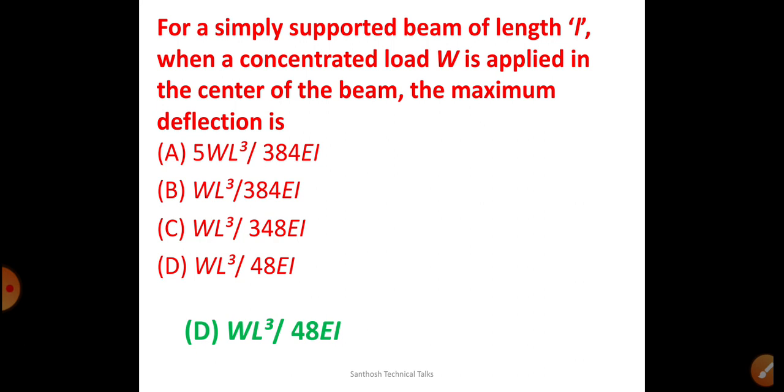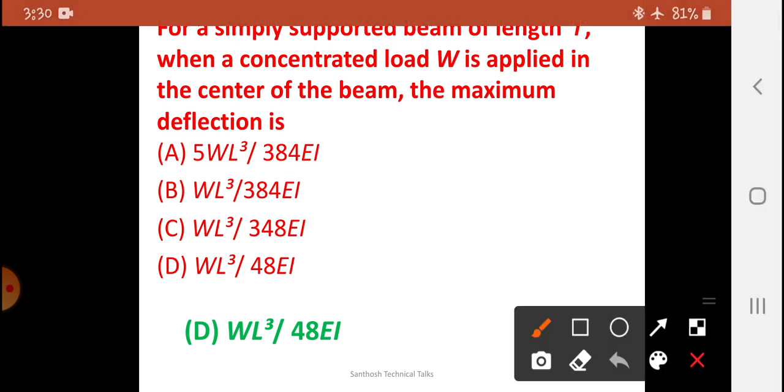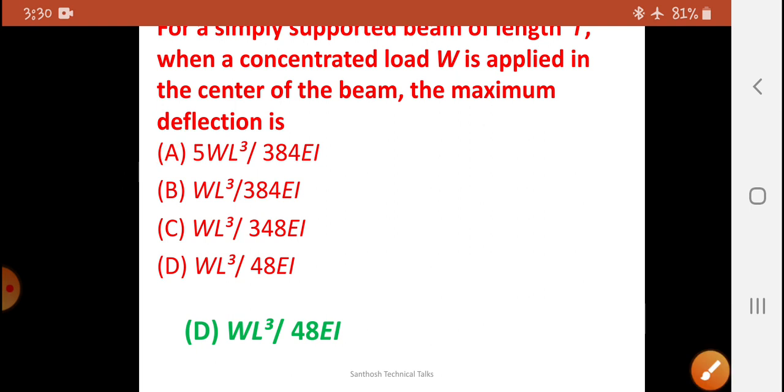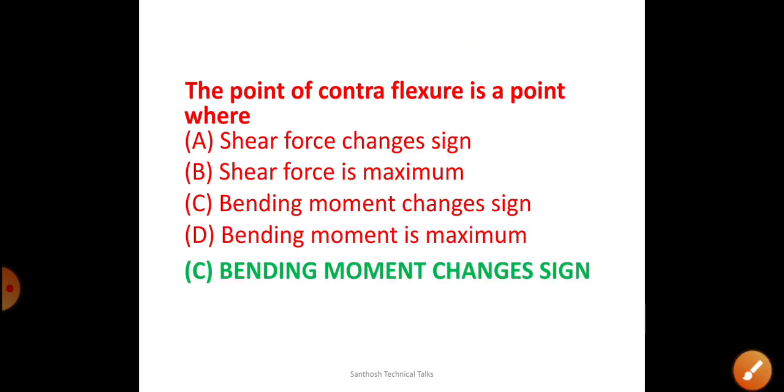If it is a UDL, it is 5 by 384 W L cube by EI, where this W is capital W, whereas if it is a small w, it will become 5 small w L power 4 divided by 384 EI. For this question, option D is correct.